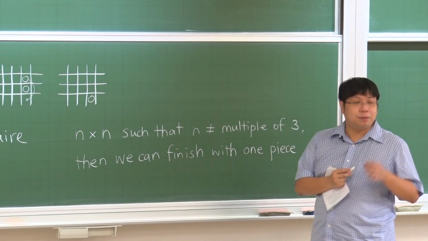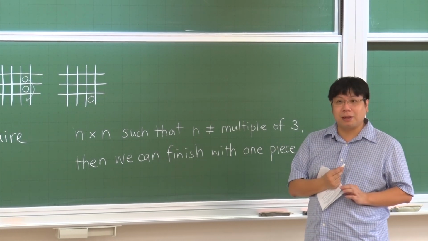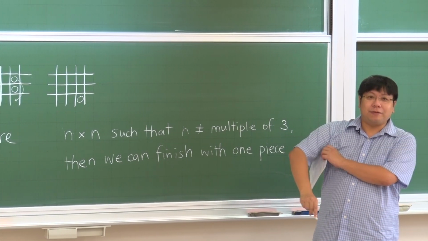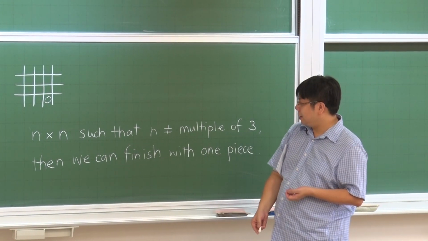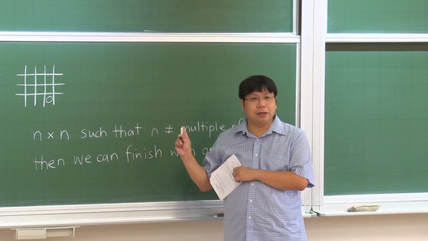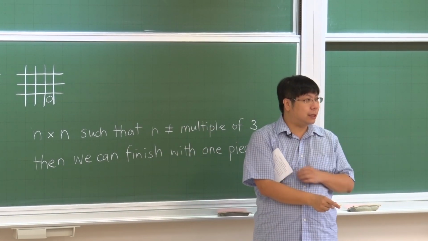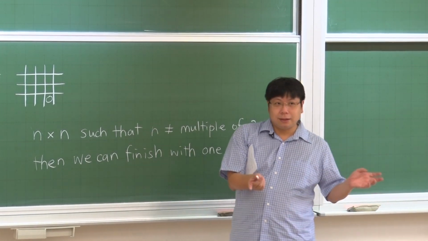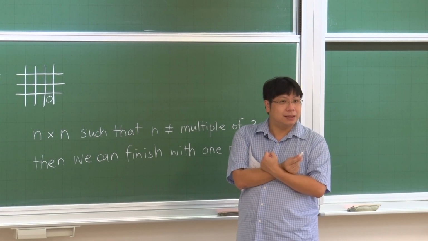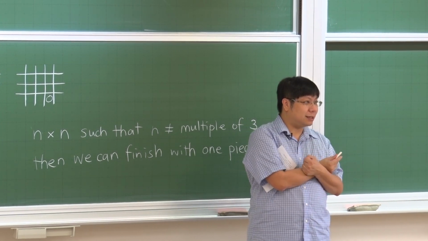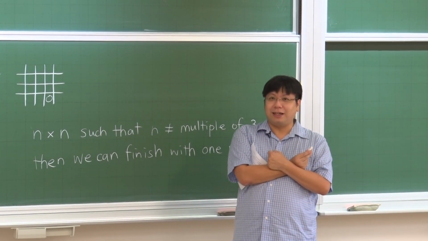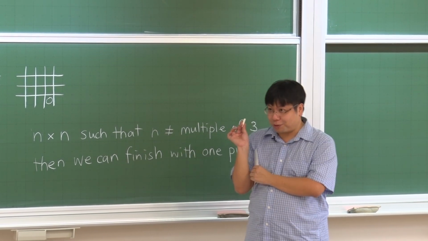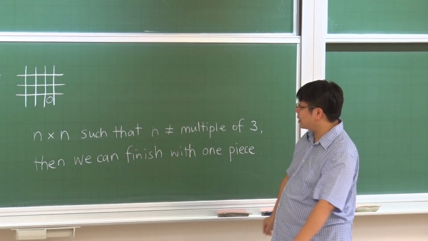We can show this by induction, so we are going to do this today. And what is the difficult part? The difficult part is we want to show that if n turns out to be a multiple of 3, so let's say 3 by 3 or 9 by 9 or 6 by 6, then we can never do that. For that one, the proof is more complicated, and it is by contradiction. So I will skip this for today, and if we have time, we will do that.